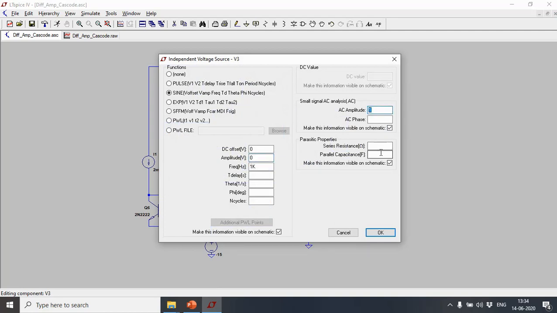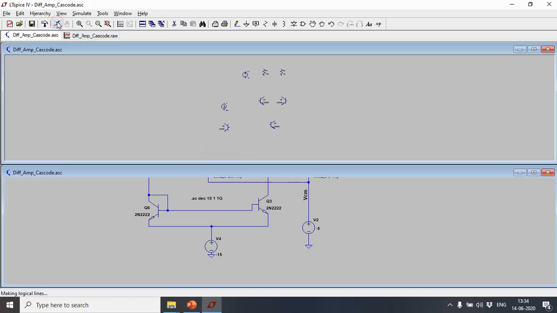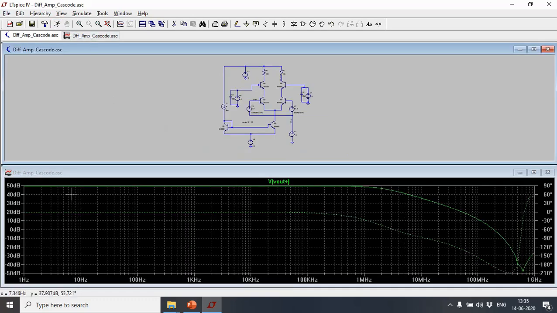Now, this amplitude is for the transient response, and this is for the AC response, right? Now I am going to put it as 0. Now I have not given any signal here, I have given an AC signal here. So now there is a differential signal input available. If I run this and see what the gain is, now it is 50 dB gain, right? And the bandwidth is close to 1 megahertz.